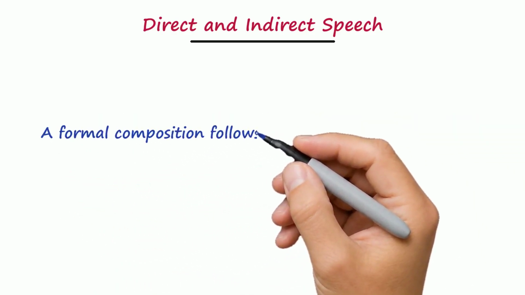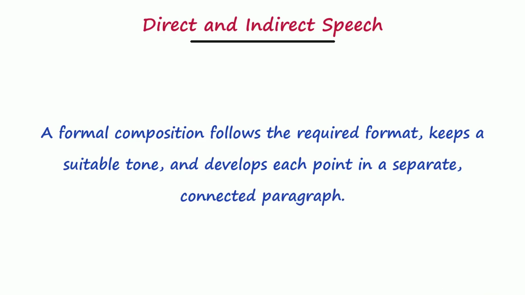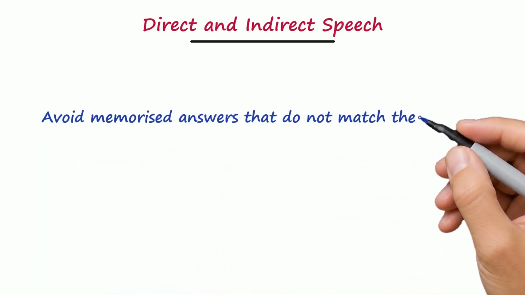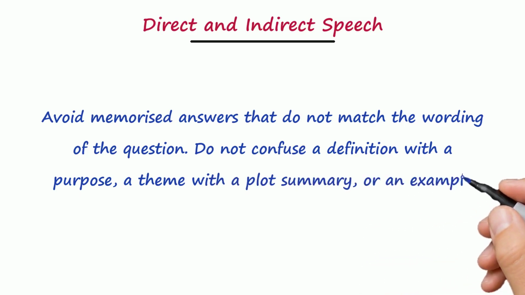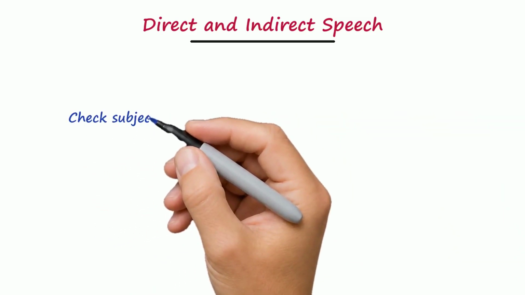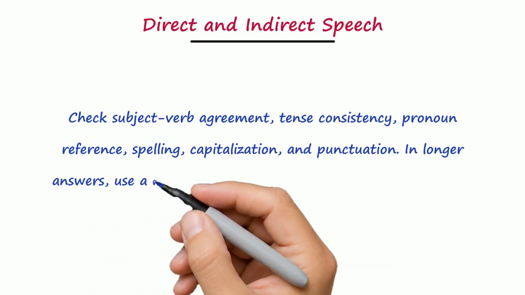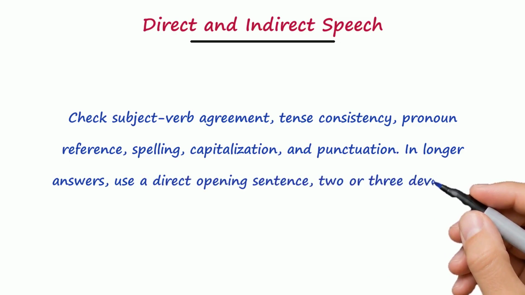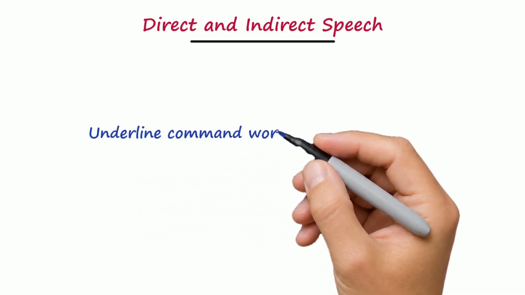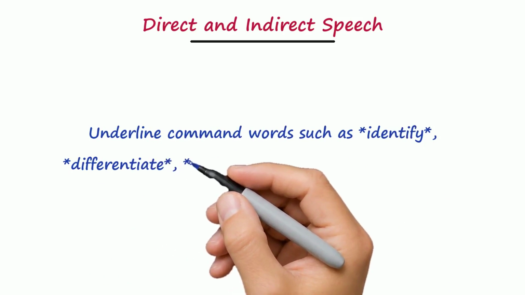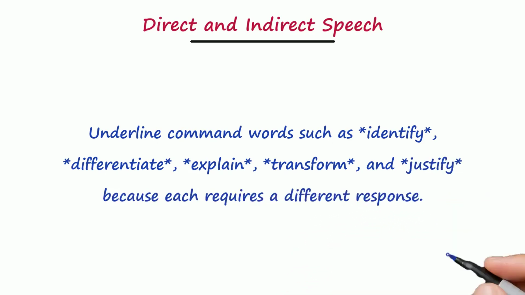A formal composition follows the required format, keeps a suitable tone, and develops each point in a separate, connected paragraph. Avoid memorized answers that do not match the wording of the question. Do not confuse a definition with a purpose, a theme with a plot summary, or an example with an explanation. Check subject-verb agreement, tense consistency, pronoun reference, spelling, capitalization, and punctuation. In longer answers, use a direct opening sentence, 2 or 3 developed points, and a brief conclusion. Underline command words such as identify, differentiate, explain, transform, and justify because each requires a different response.